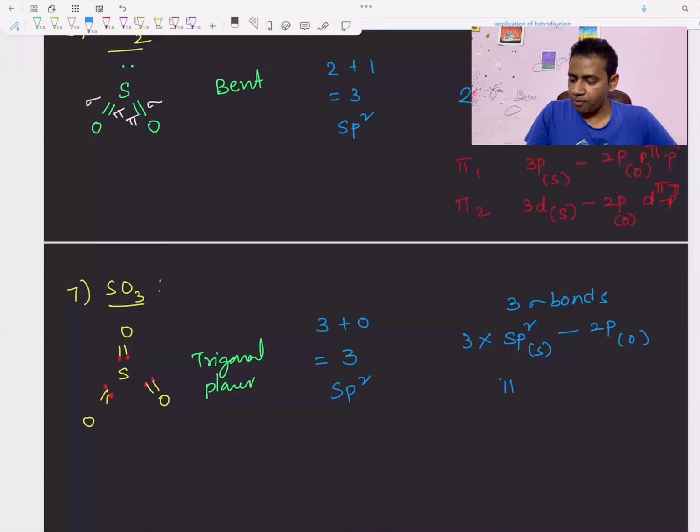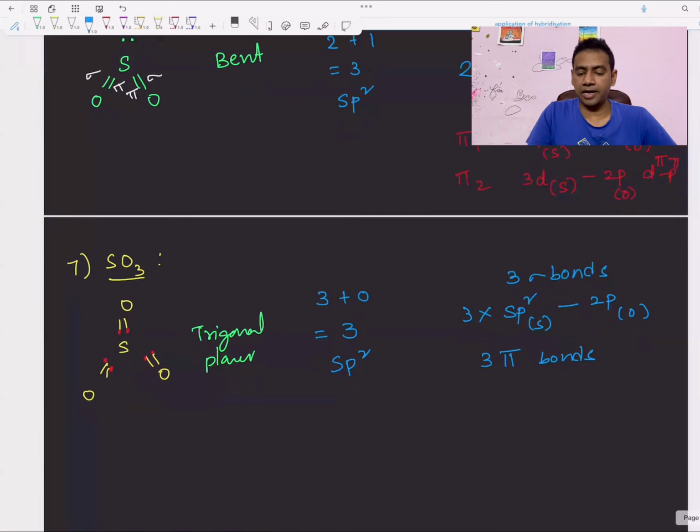In case of pi bonds, we have 3 pi bonds, and all 3 are not identical. The first pi bond is formed from the unhybridized 3p orbital of sulfur overlapping with the 2p unhybridized orbital of the oxygen atom. This is because sulfur has undergone sp2 hybridization, and still has one p orbital through which it can form a pi bond. Unless all p orbitals are used up, there is no use of d orbitals.